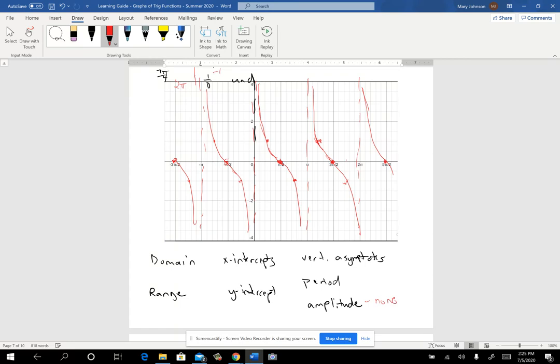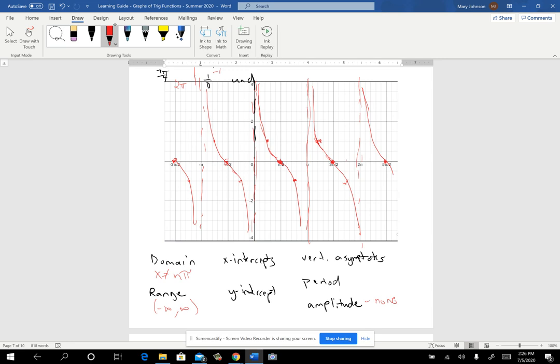All right, so let's think about these then. So this is for cotangent. So the domain has the jumps in the graph. We have to exclude here at 0, at pi, at 2 pi. So everything except 0, pi, 2 pi, 3 pi, negative pi. So x can't be a multiple of pi. Remember n is an integer. The range is from negative to positive infinity.